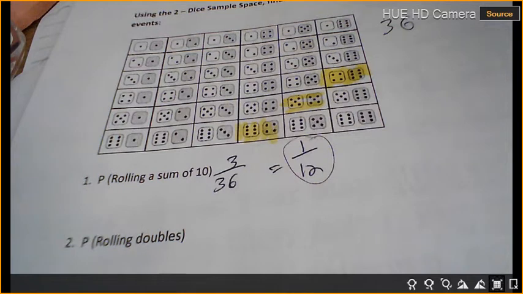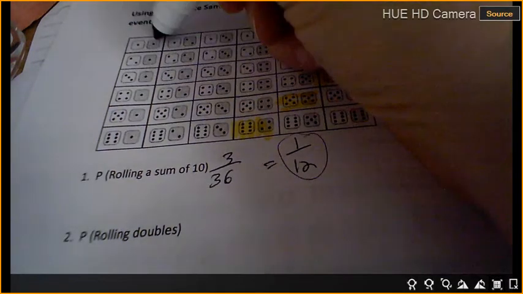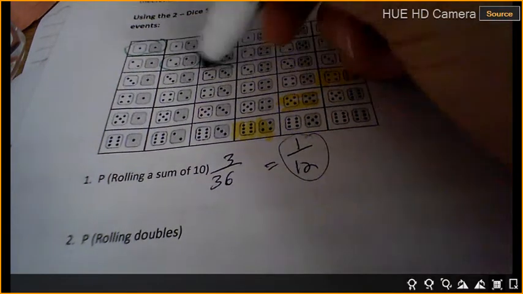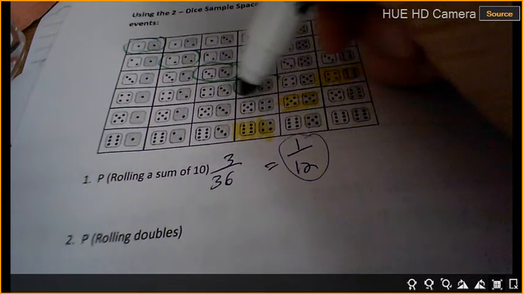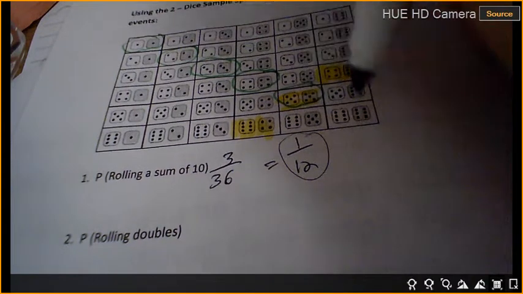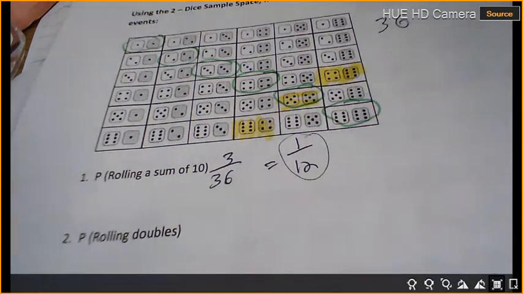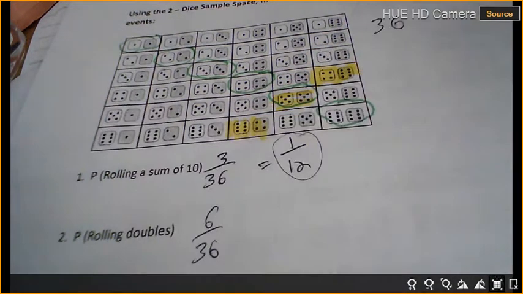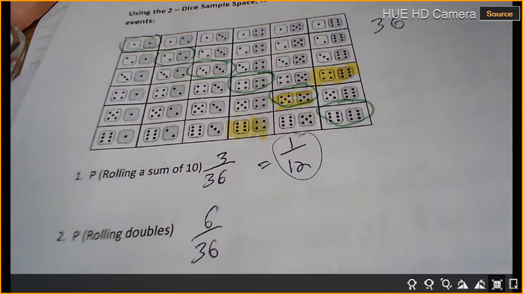Okay. How many different ways do we have to roll doubles? So if we look right down here, it kind of shows us. We got 1 and 1, 2 and 2, 3 and 3, 4 and 4, 5 and 5, 6 and 6. So how many is that? 6 ways. So we get 6 out of 36. What does that reduce to? If we go 6 divided by 36, what do we get? 1/6. Good.